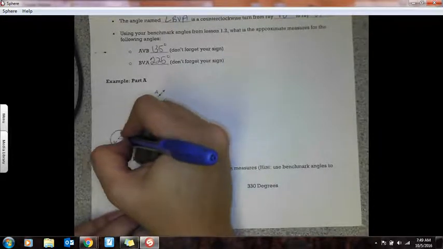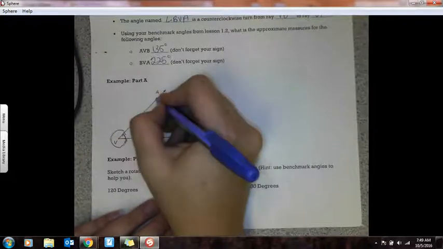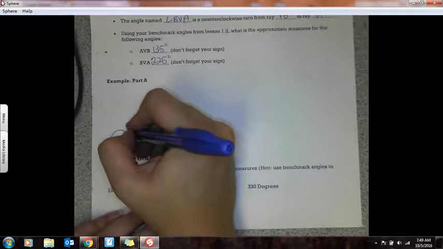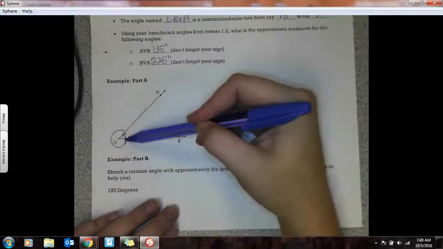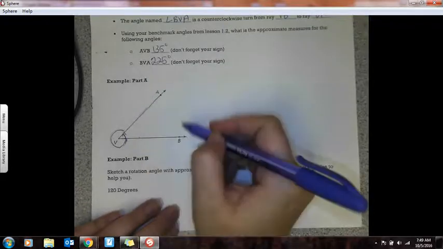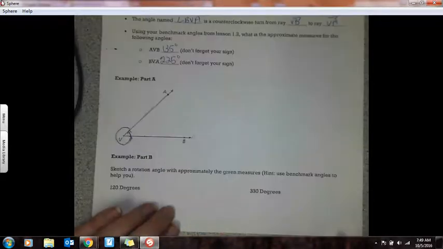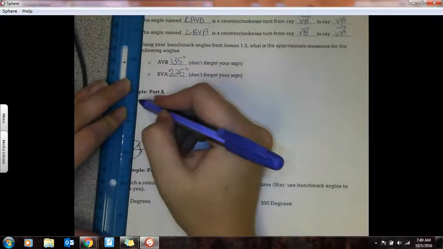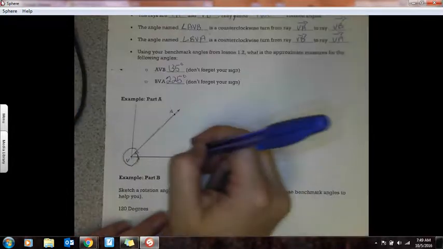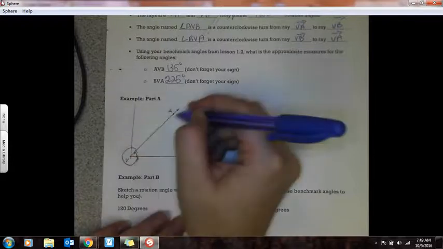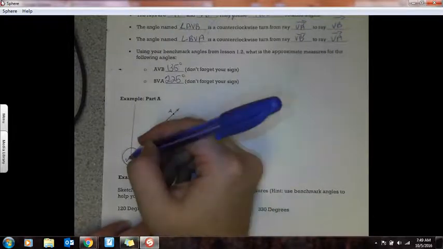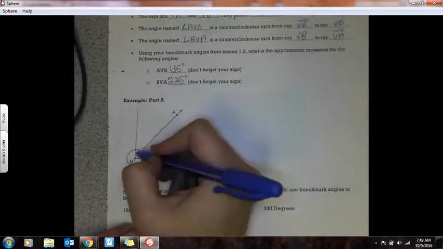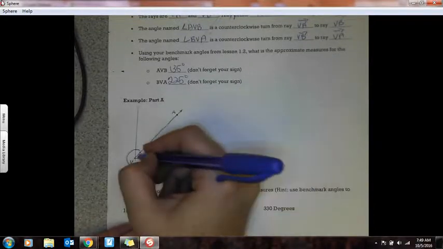If I know that this is 0, and here's 90, it looks like it's about halfway in between. So that means angle BVA, because it starts on this ray and goes to this ray, is about 45 degrees. We also have the angle where it starts on this ray.